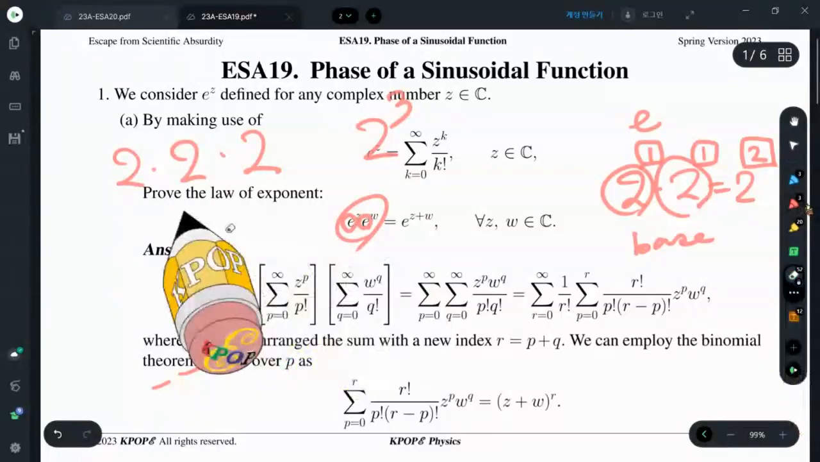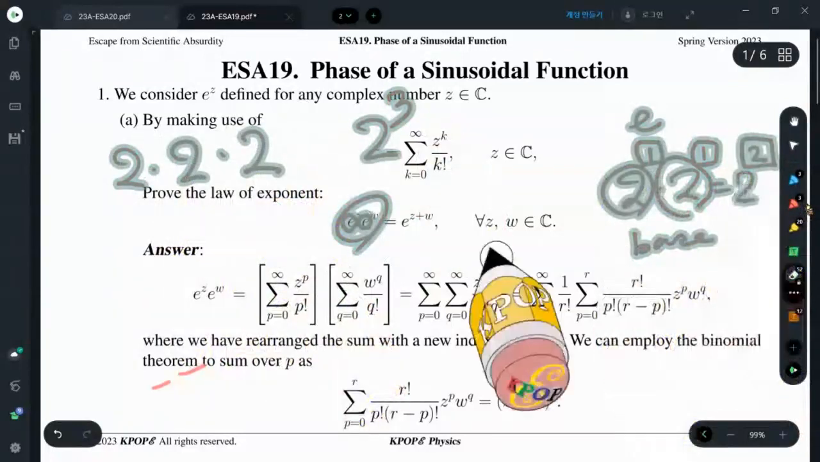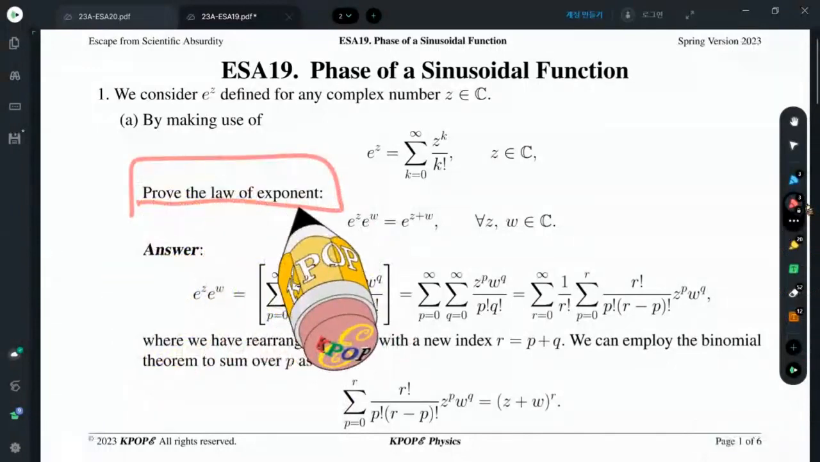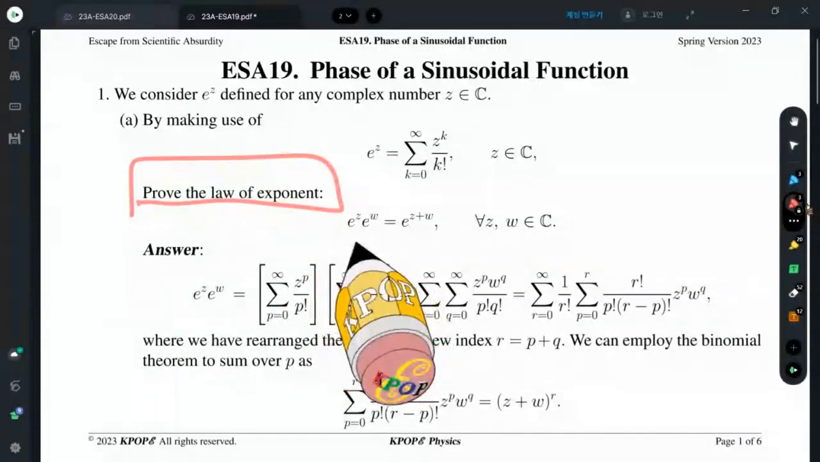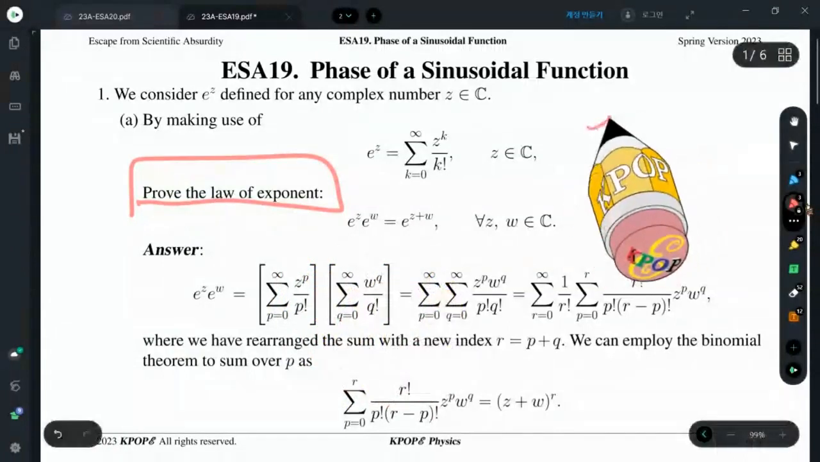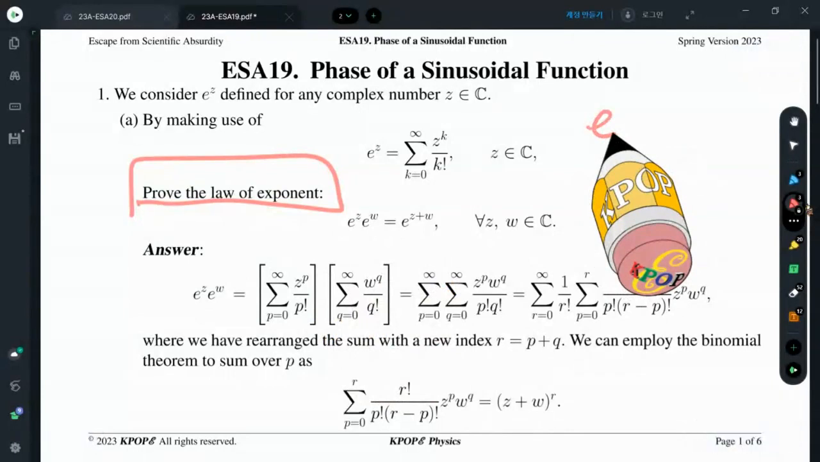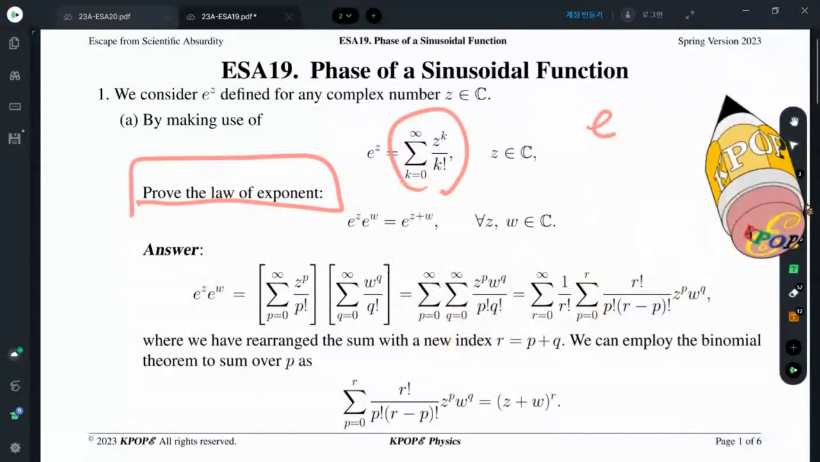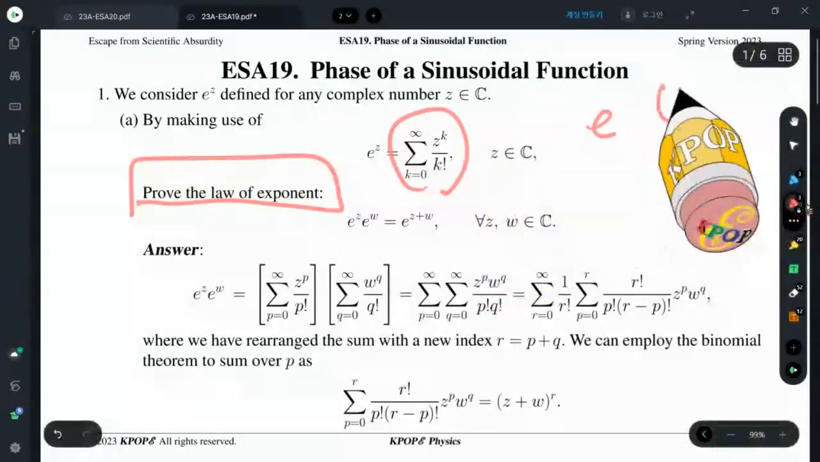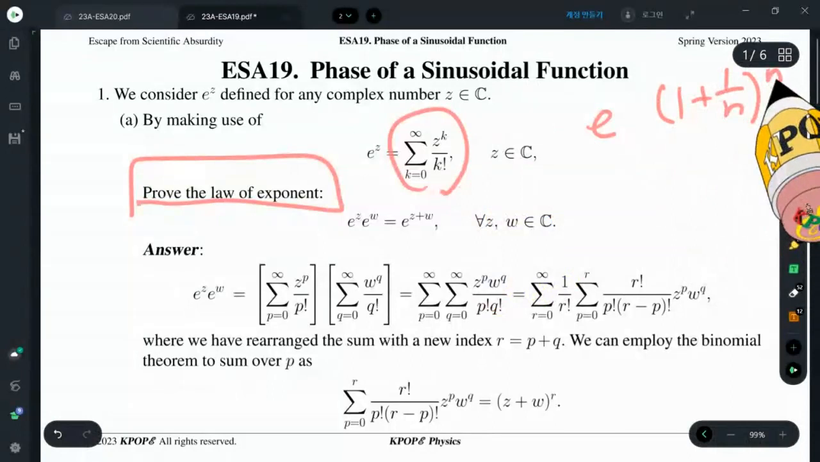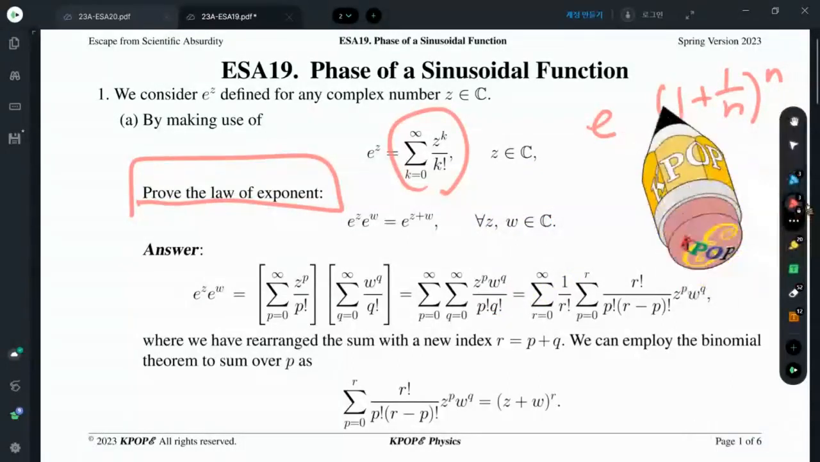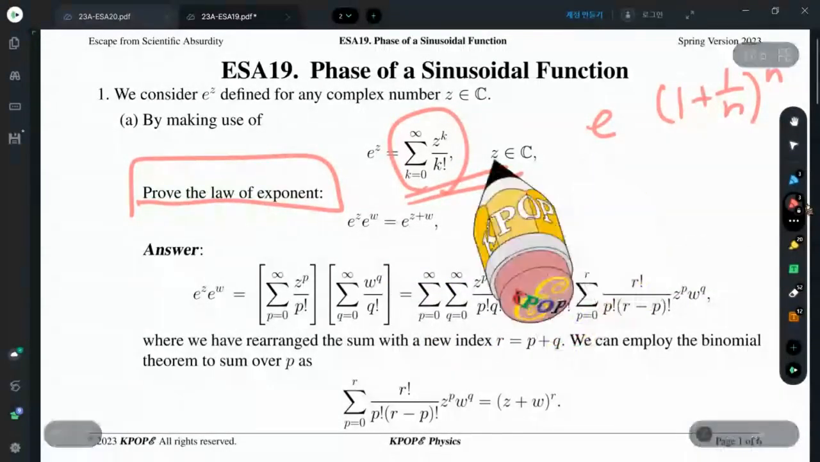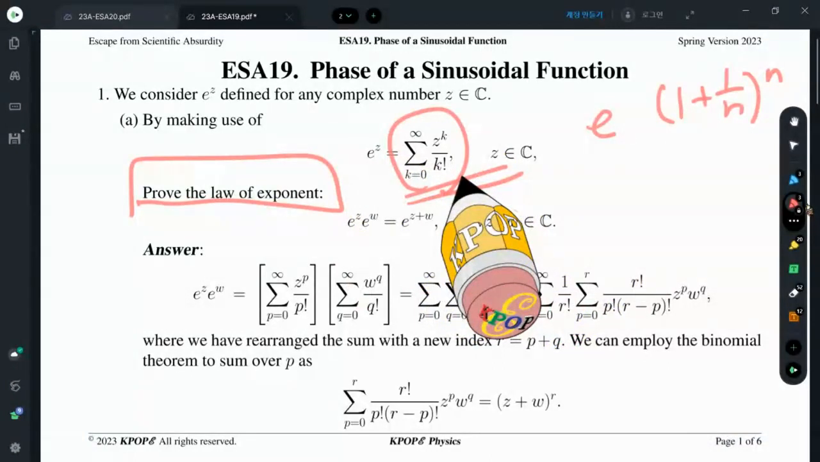So why don't we generalize this idea to check if the power law, the law of exponents, holds for this number e, Euler's number. We introduce this one by expanding 1 plus 1 over n to the nth power, taking the limit as n goes to infinity, and applying the binomial theorem. I can express the exponential function in this manner.